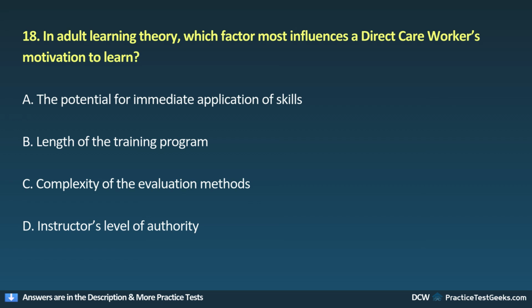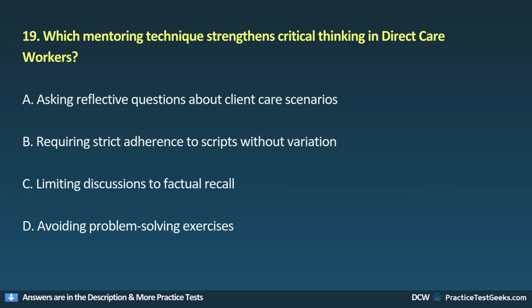A. The potential for immediate application of skills. B. Length of the training program. C. Complexity of the evaluation methods. D. Instructor's level of authority. 19. Which mentoring technique strengthens critical thinking in direct care workers?